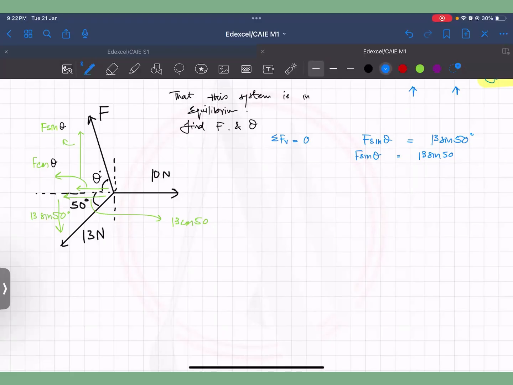There are two unknowns. So you form an equation from the sum of the vertical forces. Now you'll find another equation from the sum of horizontal forces. So horizontally rightward forces, there's only one, 10, would be equal to the horizontally leftward forces, which is F cos theta and 13 cos 50. Now you have to simplify this, get the answer for F and theta. This is simplification, the simultaneous equation. So 10 minus 13 cos 50 is equal to F cos theta. This is your equation number 1.